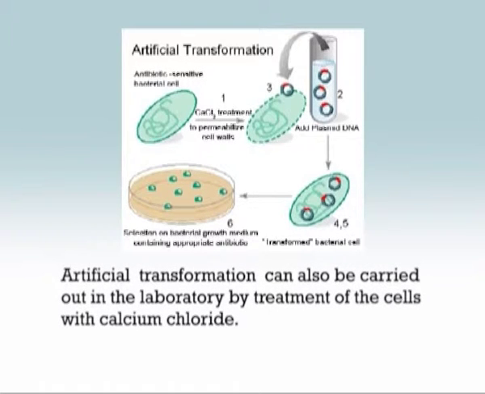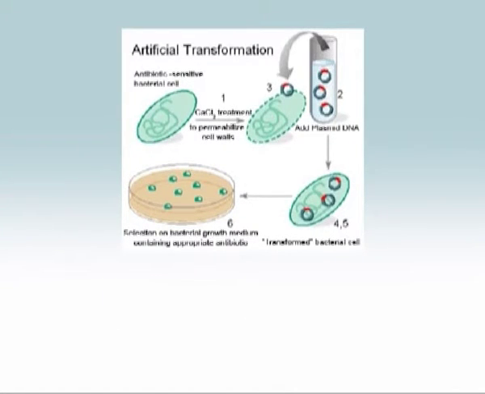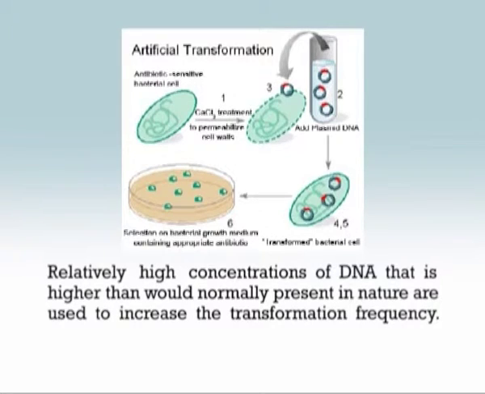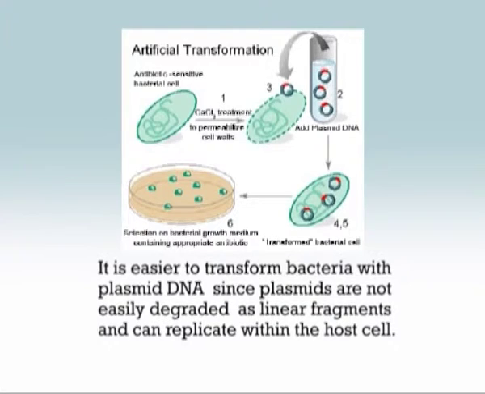Artificial transformation can also be carried out in the laboratory by treating the cells with a chemical known as calcium chloride, which renders the membrane more permeable to DNA. Relatively high concentrations of DNA, higher than would normally be present in nature, are used to increase the transformation frequency. It is easier to transform bacteria with plasmid DNA, since plasmids are not easily degraded as linear fragments and can replicate within the host cell.